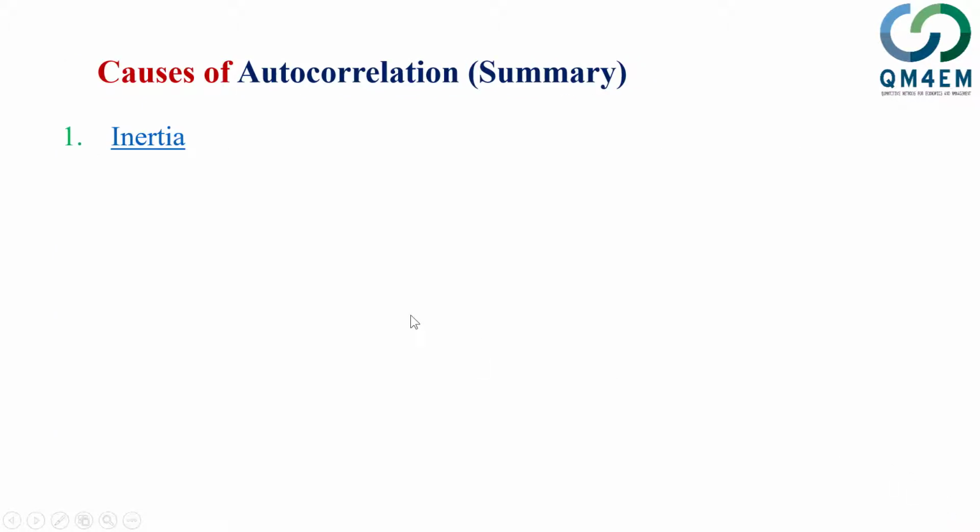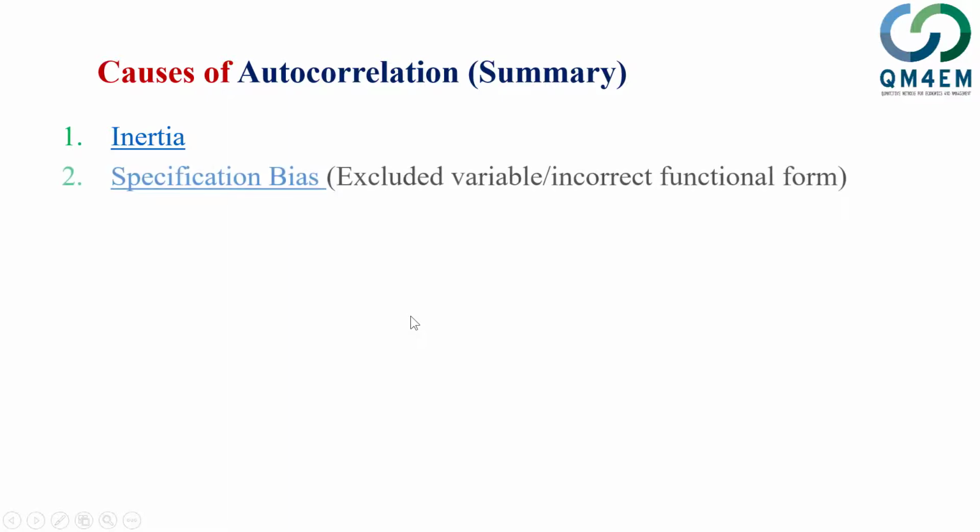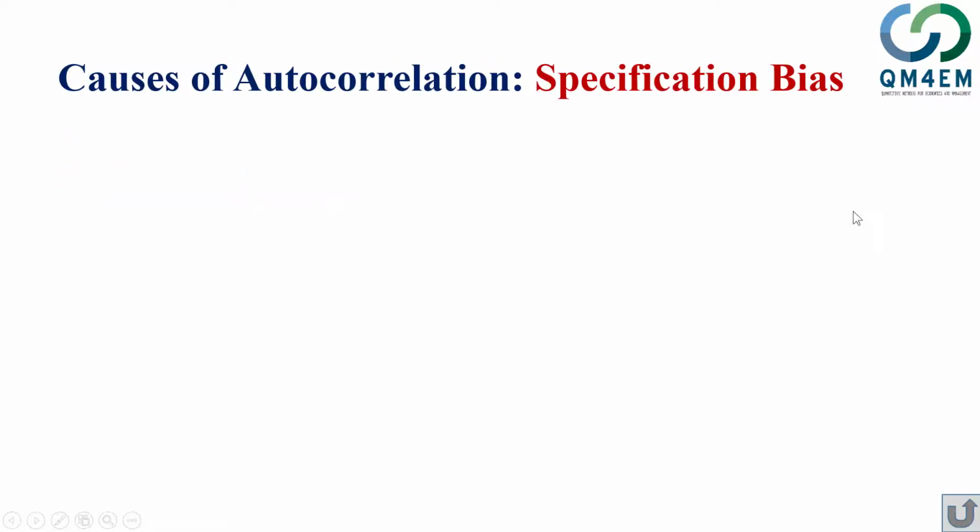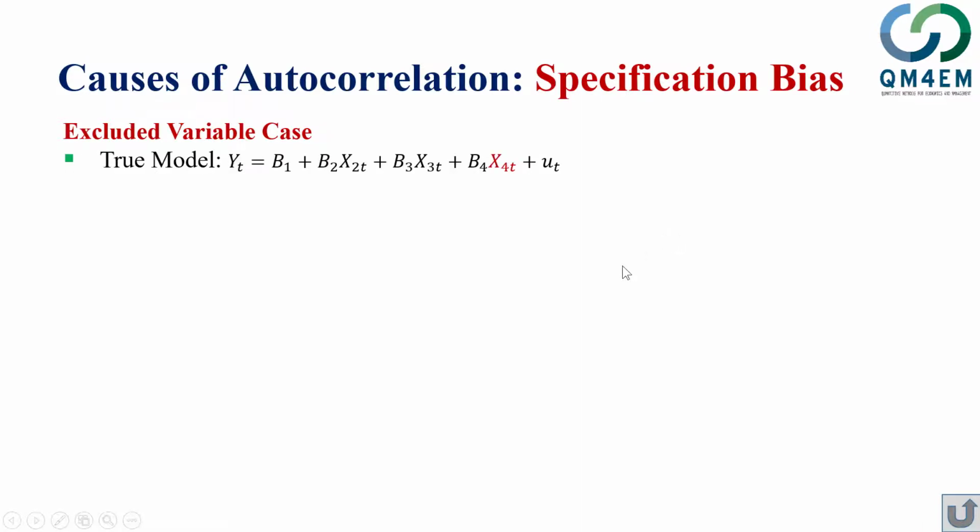Then I go back. The second cause of autocorrelation that we can refer to is the specification bias. We have been discussing specification bias extensively, but let me show you how it may cause it. So let's say we consider the case of an excluded variable. For example, we have a true model. Let's say we have a model in which we have three explanatory variables. Y should be a function of x2, x3 and x4.